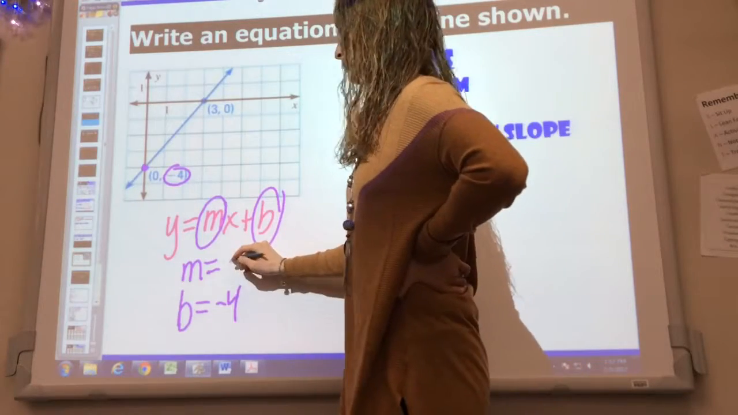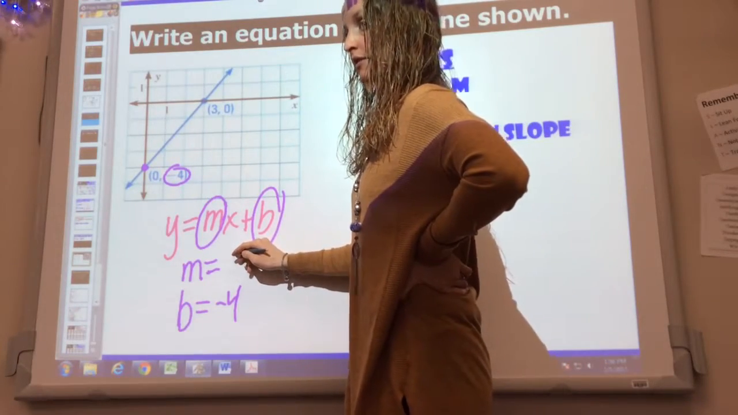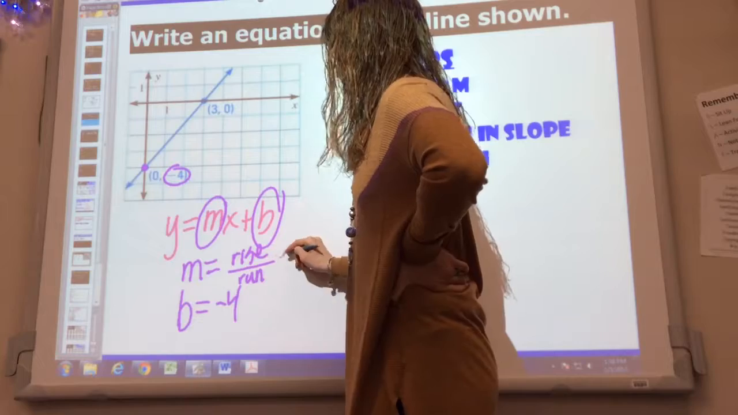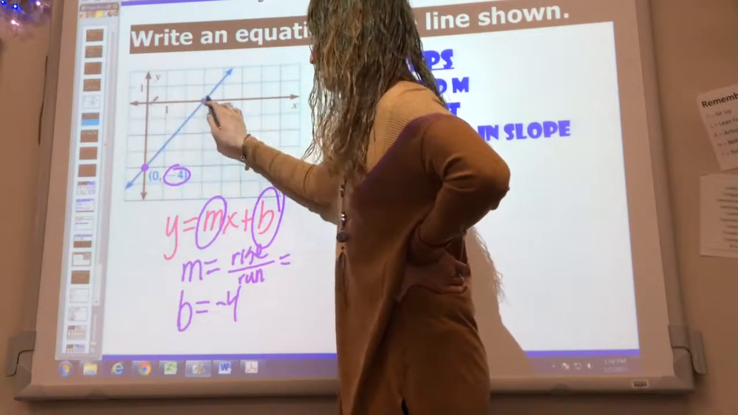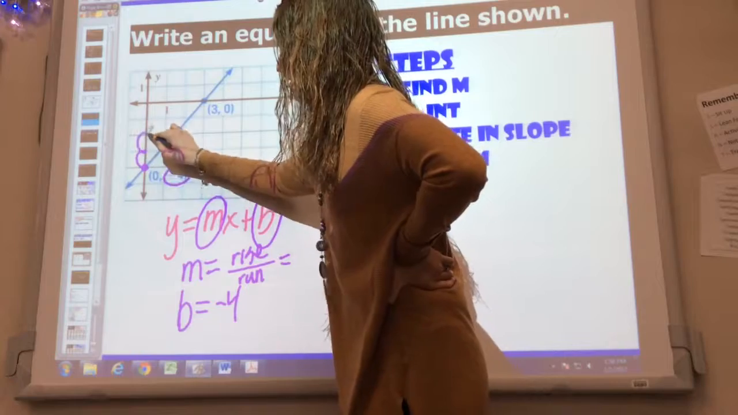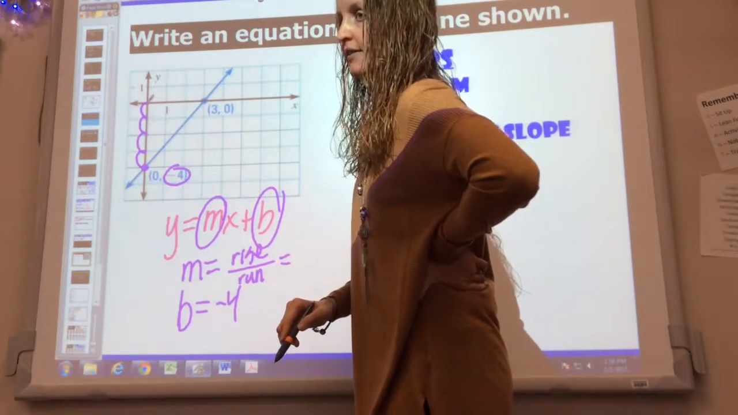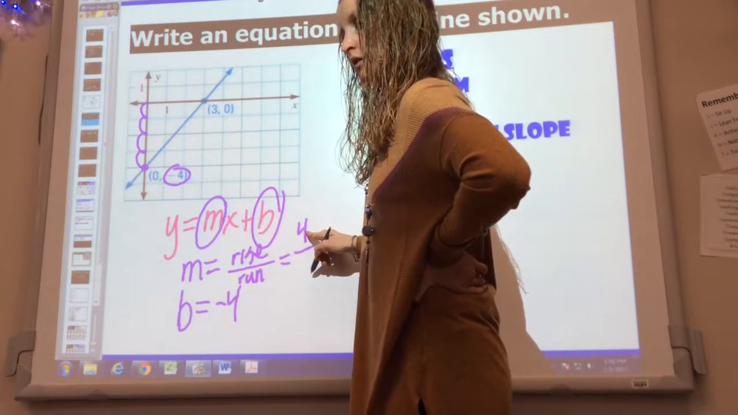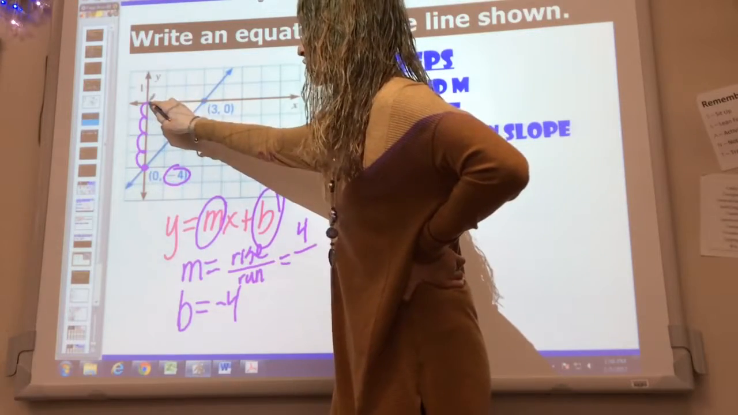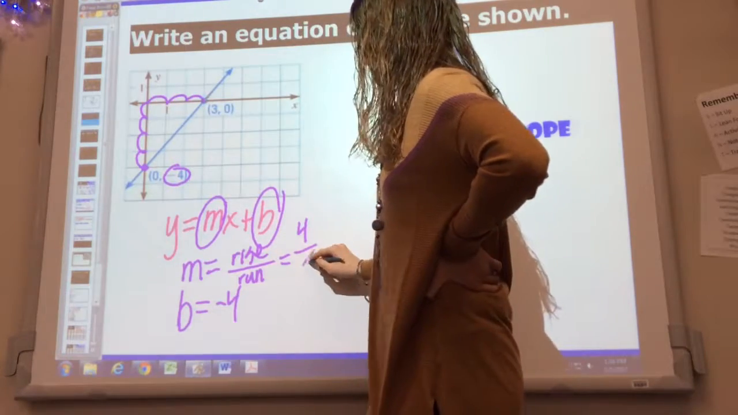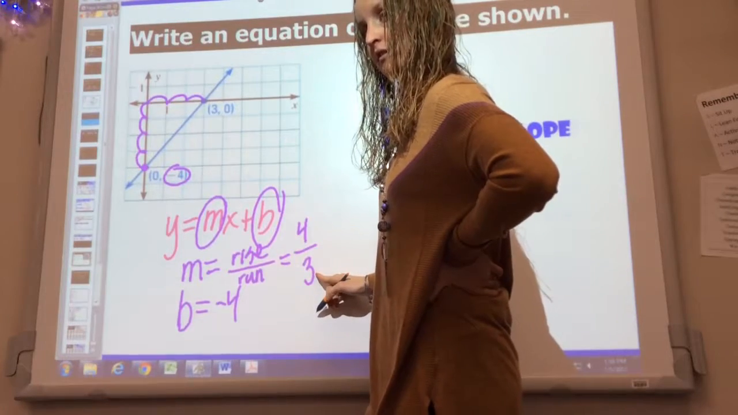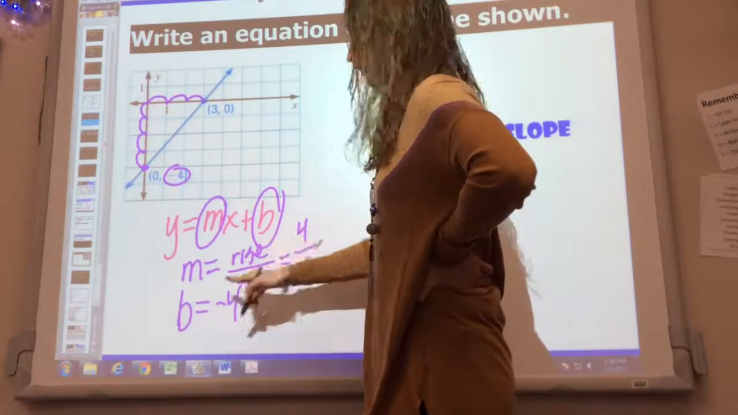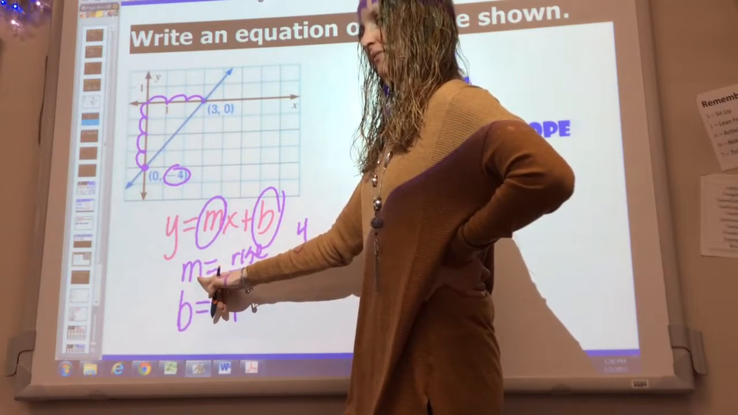What is slope again? Rise over what? Run. Awesome. Okay? And how much do we have to rise to get to this other point? 4. So because we went up, is that a positive 4 or negative 4? Positive. It is a positive 4. Great job. Then how much do we have to run? 3. And this is our what? What is this called again? M stands for? Slope. Very good.